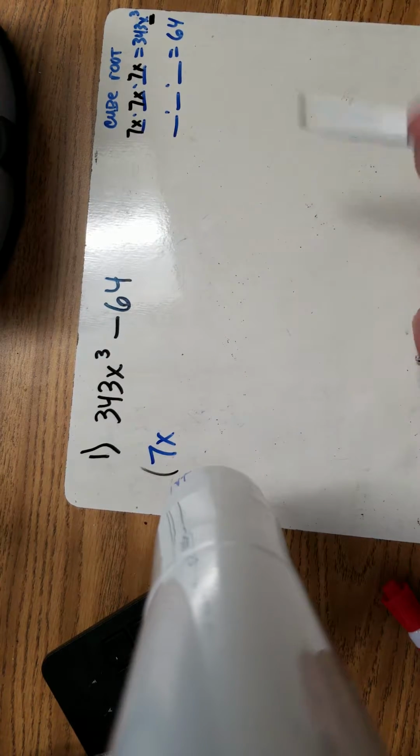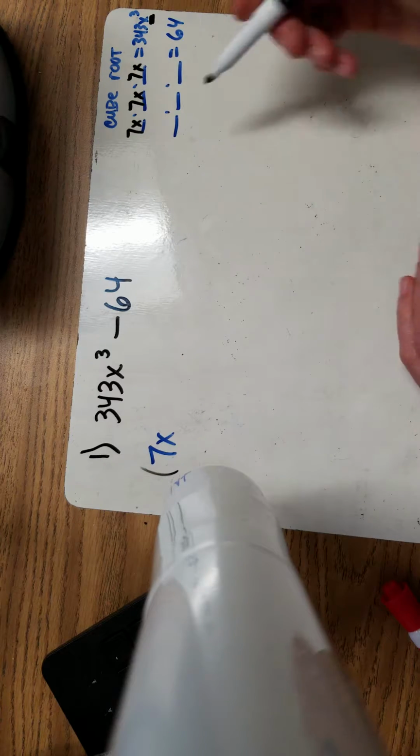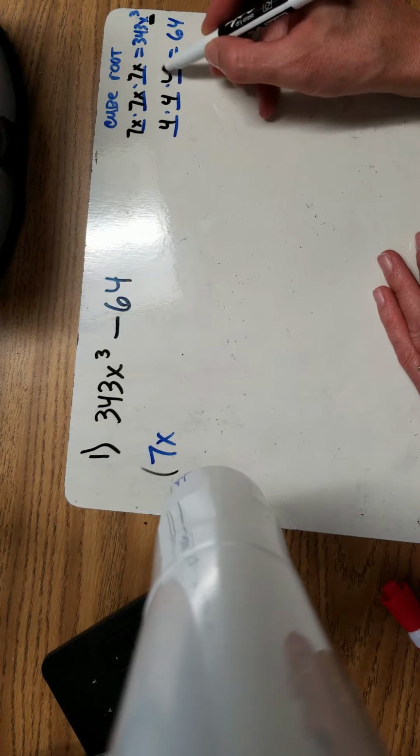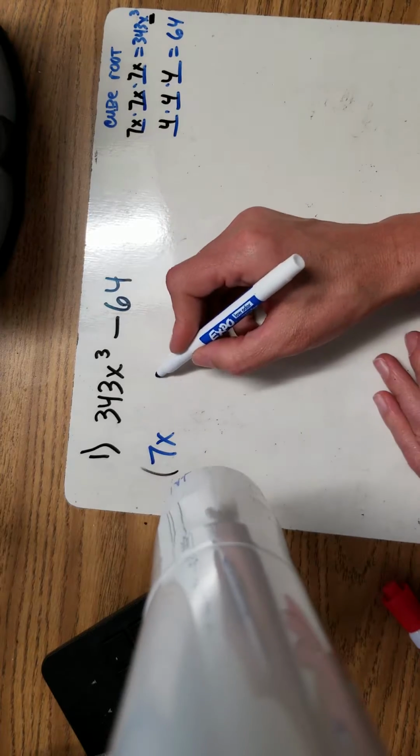The second term is going to come from whatever the cube root of 64 is. So you have to think about what times what is 64. If you look at your list, it's 4 times 4 times 4. You can play around with your calculator. So the second term is going to be 4.